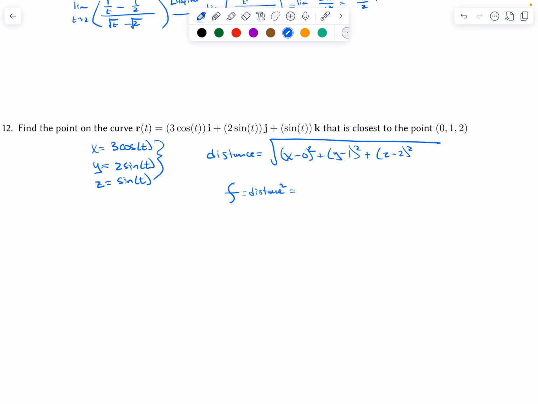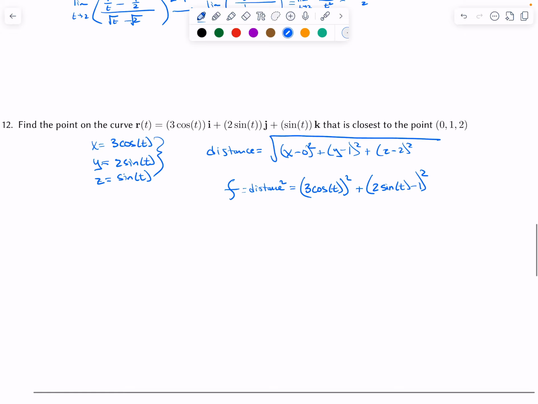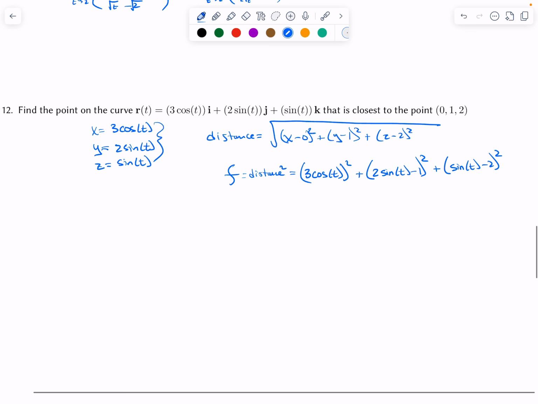But anyway, so this will be 3 cosine t squared. That's the x value. And then the y value is 2 sine t minus 1. Square that thing, and then sine of t minus 2. All right, well, you know the drill here. We're going to do a derivative. And I could square everything first, but we all know the chain rule. And so let's just use the chain rule here.